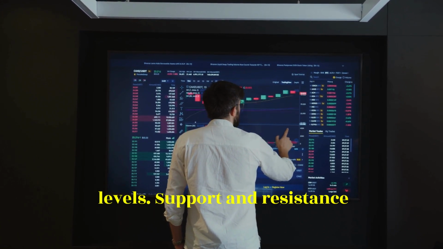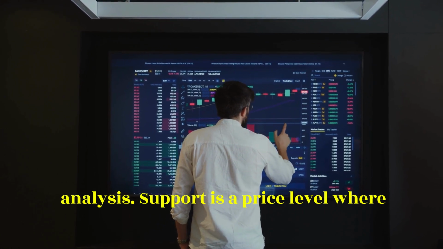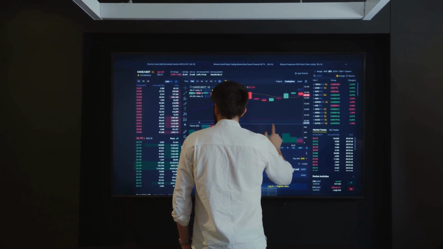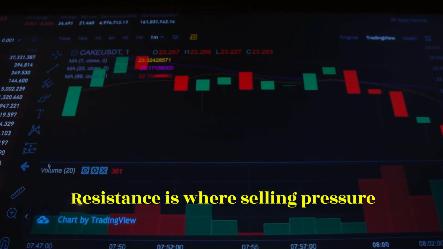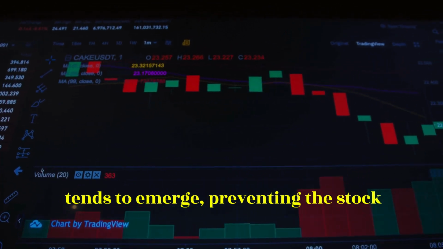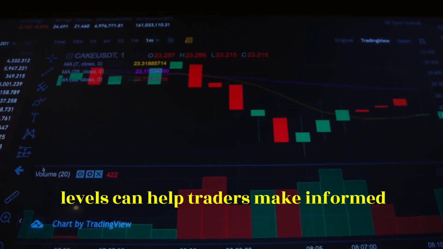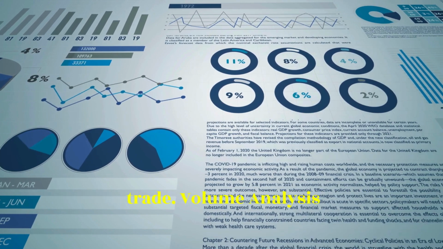Support and resistance levels are also crucial in technical analysis. Support is a price level where a stock tends to find buying interest, preventing it from falling further. Resistance is where selling pressure tends to emerge, preventing the stock from rising higher. Identifying these levels can help traders make informed decisions about where to enter or exit a trade.